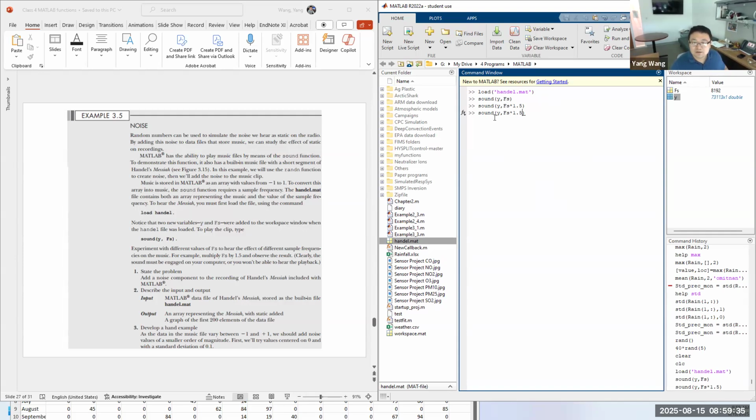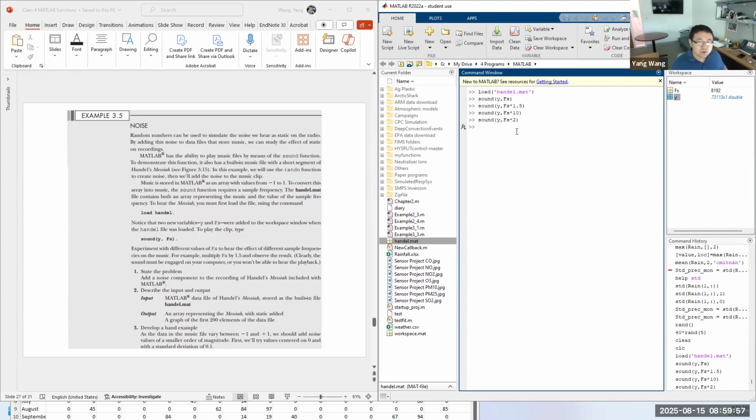Okay, so you can do even faster. For example, let's try 10 times. Now you can barely hear what's going on, right? So maybe 2. Okay, so as I mentioned, fs determines the speed, so how fast you play the song. And the y here determines the frequency.